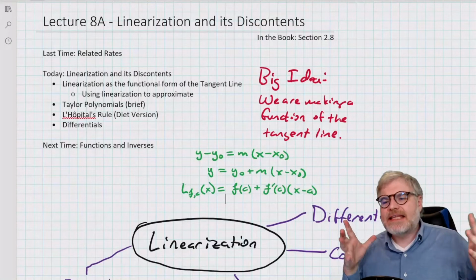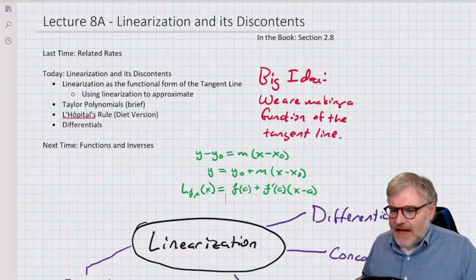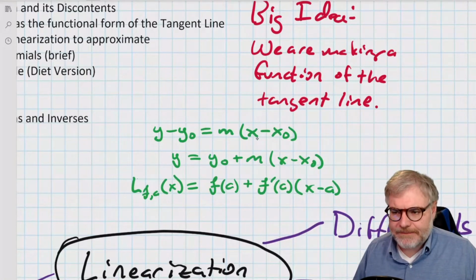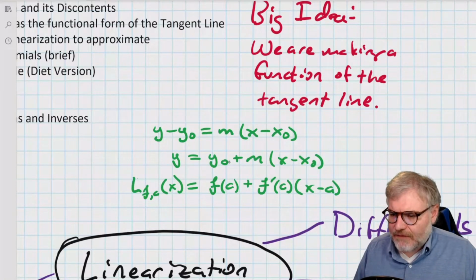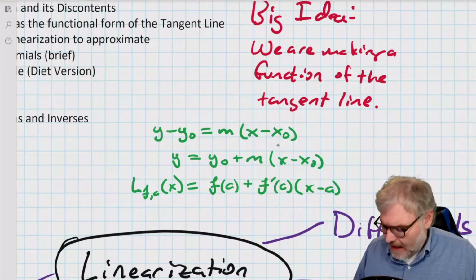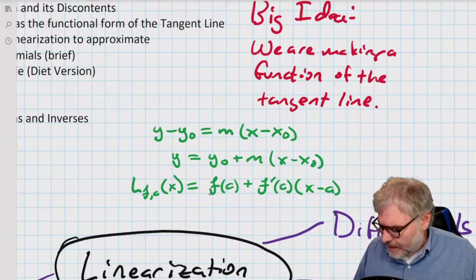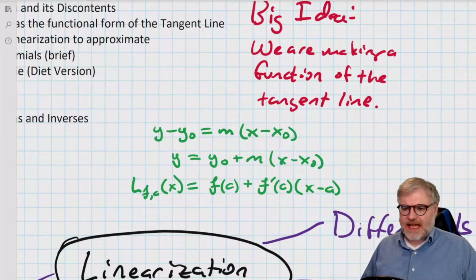Now, the big idea is that we're making a function of the tangent line. So if I have the tangent line here, y minus y naught equals m times the quantity x minus x naught. What I'm going to do is add y naught to both sides so that y is now by itself. And then I'm going to make this a function. So if my function is f and my x naught is a, I'm going to wind up with the linearization of f, right? L of x equals f of a plus f prime of a times x minus a. So this is the linearization of f at x equals a.